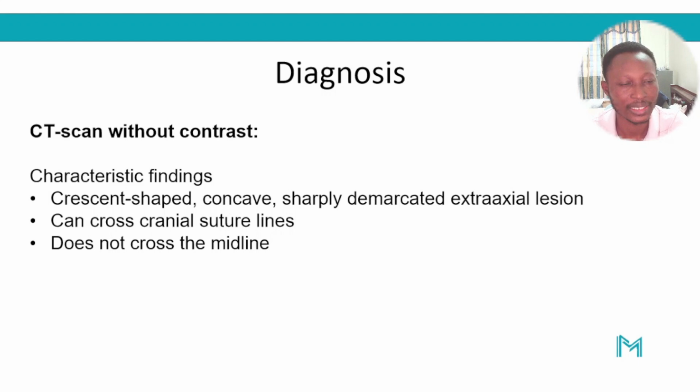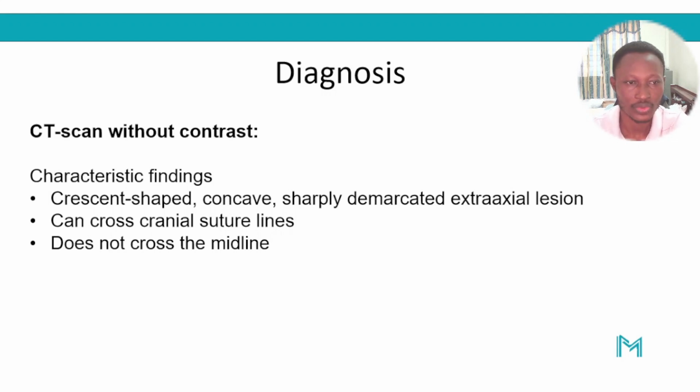So that's what's happening. In an epidural hematoma, they can cross above the midline, but in a subdural hematoma, they can't cross below that midline. But they can cross suture lines. So those are the classic features: the shape, the fact that they can cross suture lines, but they can't cross midlines.